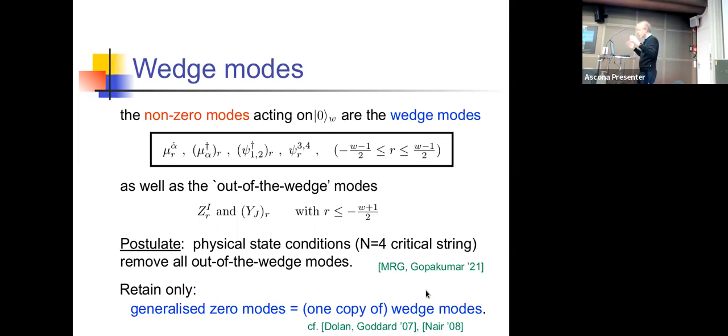And furthermore, we expect that because there are effectively zero modes, only one copy of them will survive. So you don't have a separate left-mover and right-mover fermionic zero modes, but only one set of them survives. So this is the proposal: that the physical state condition is everything you can make from one set of these modes inside this wedge.